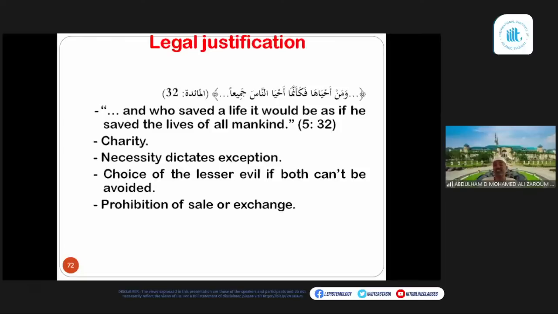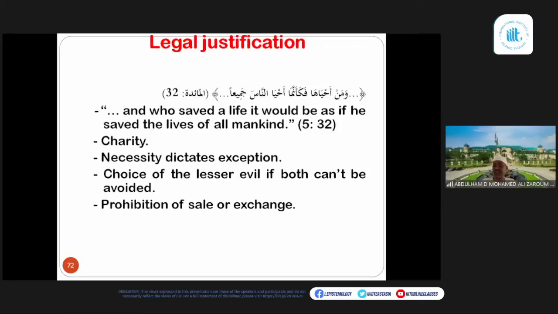So what is akhaf ad-dararain? If you don't give this person your kidney, he or she might die. So we are committing now the lesser crime, the lesser evil, that is to give my organ, to avoid the greater evil, that is the death of that person.